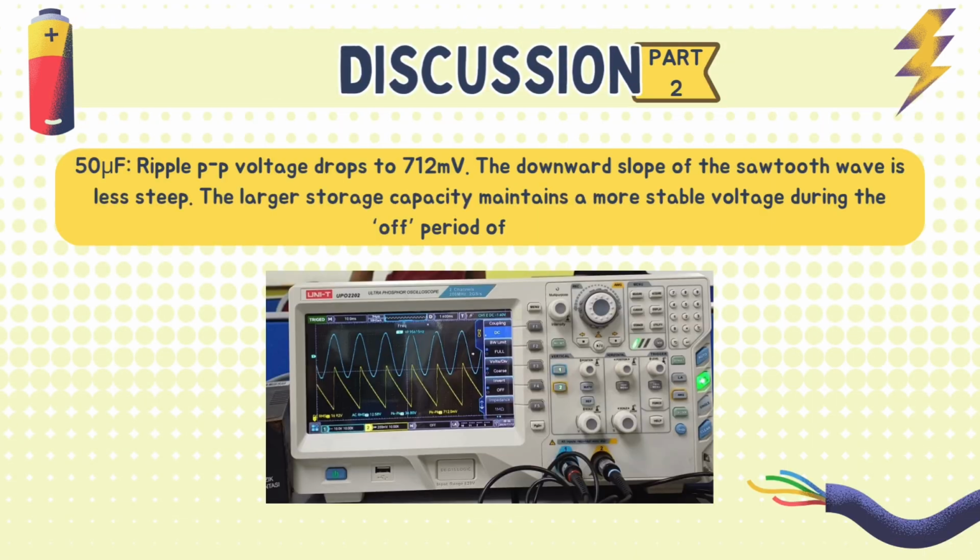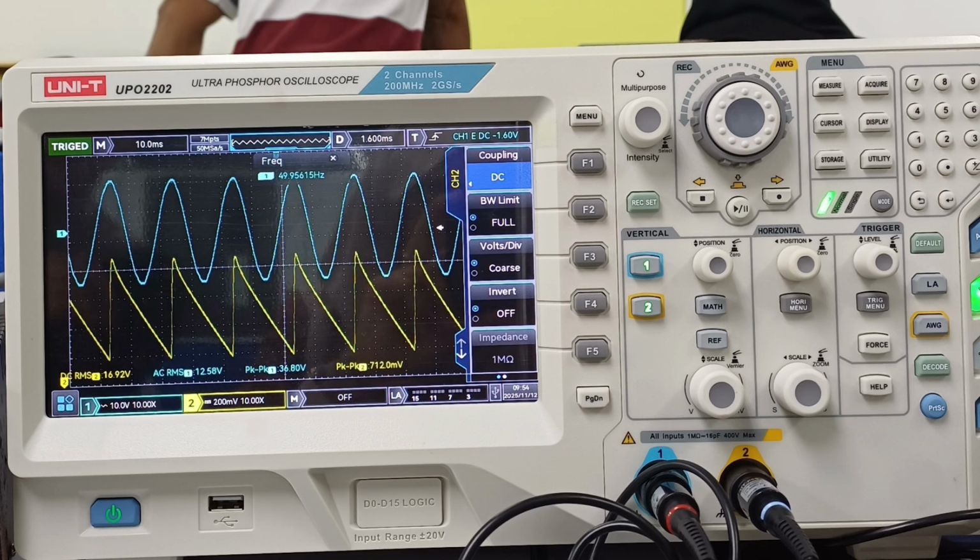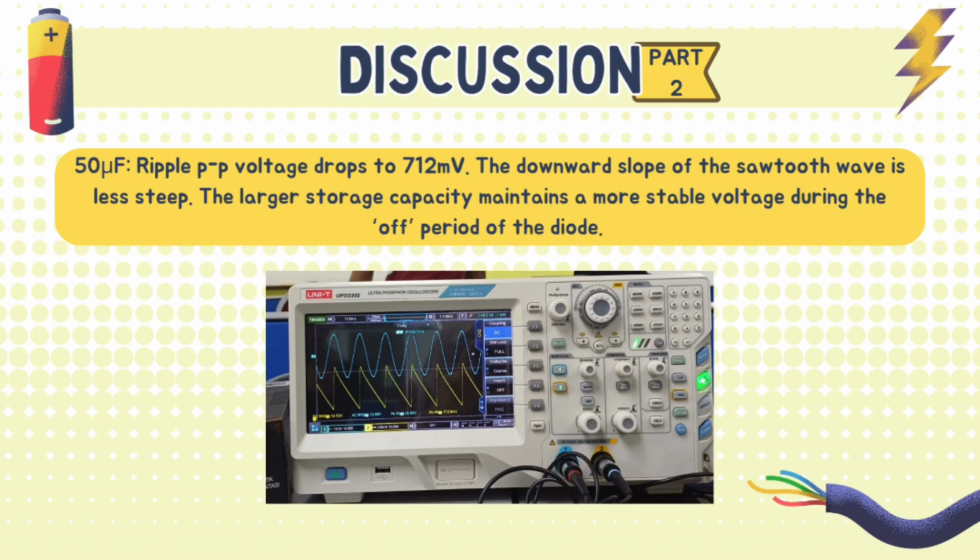Second, for 50 microfarad, we observe that the ripple peak-to-peak voltage drops to 712 millivolts. By more than doubling the capacitance, the ripple is cut by more than half. The downward slope of the sawtooth wave in the figure is less steep, indicating a slower discharge rate, which matches the theory. The larger the storage capacity, using the formula Q equals CV, the more stable the voltage maintained during the off period of the diode, resulting in a higher average DC level.